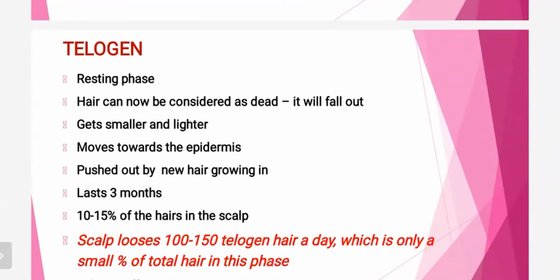So the scalp loses 100 to 150 telogen hairs per day, which is only a small percentage of the total hair in this phase, and it is considered normal hair fall. So 100 to 150 telogen hairs can be shed per day, but they should be replaced by the anagen phase. The new hair should come and replace the telogen hair.